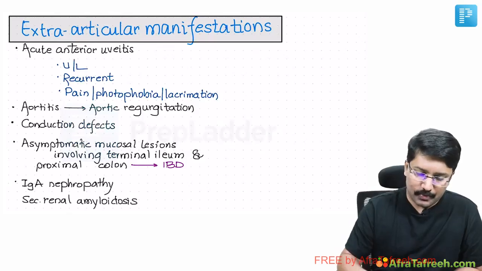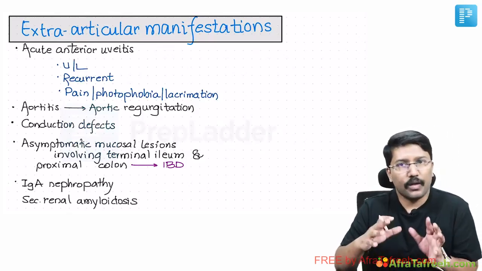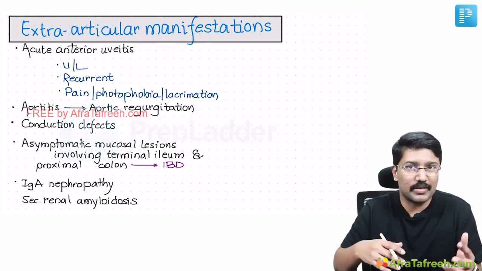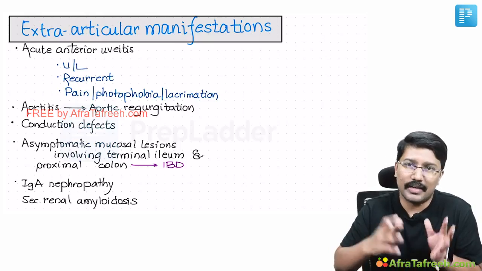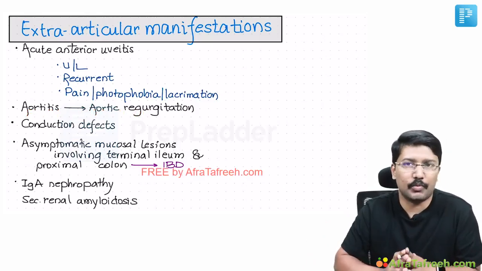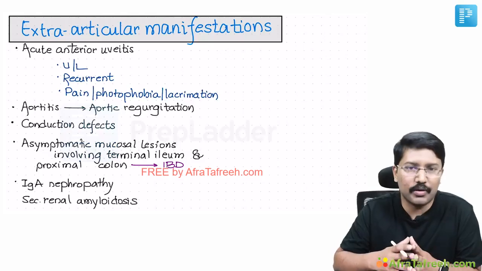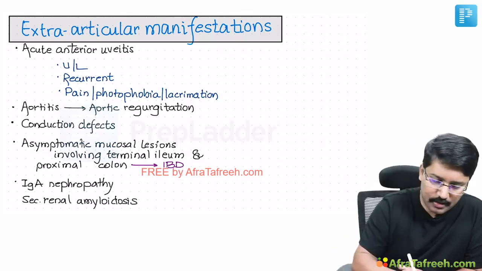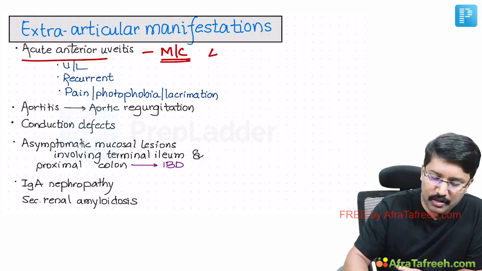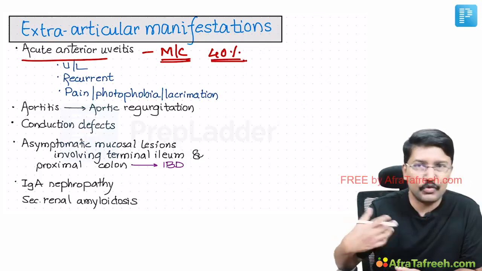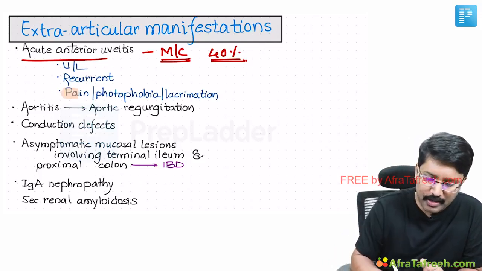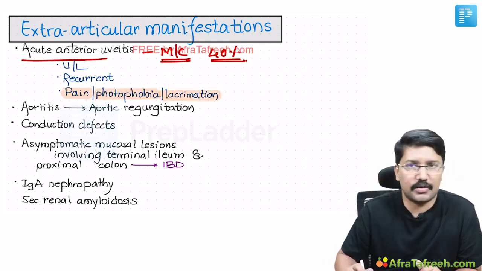Okay, now coming to extra-articular manifestations. A good number of these patients have extra-articular manifestations, and from the MCQ perspective, they can ask you which of the following is the most common extra-articular manifestation of axial spondyloarthritis or generally spondyloarthritis or specifically ankylosing spondylitis. For all of them, the right answer is acute anterior uveitis, right? Anterior uveitis is the most common extra-articular manifestation, seen in up to 40% of patients, right? Usually, it is a unilateral anterior uveitis presenting in the form of pain, photophobia, and lacrimation, right?